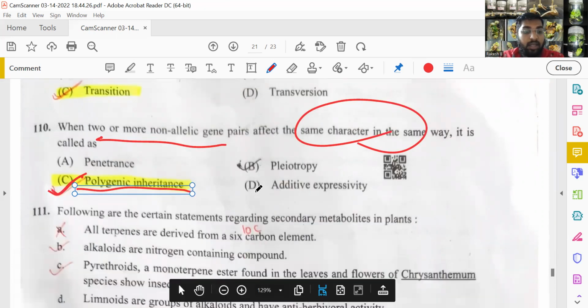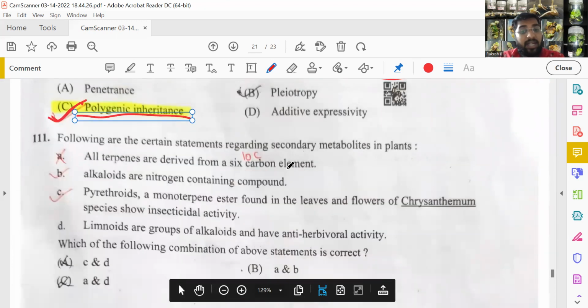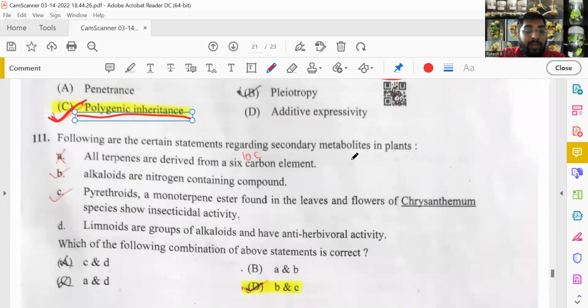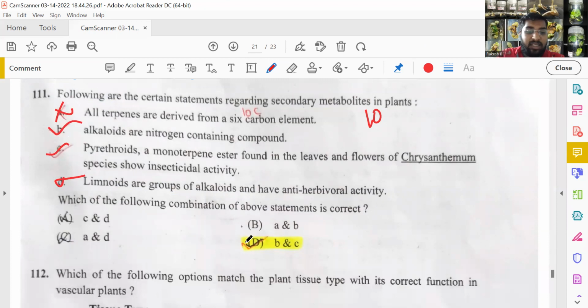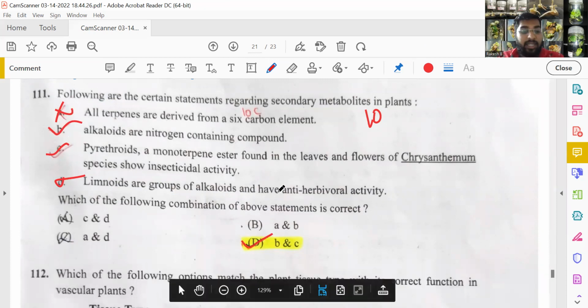Following are certain statements regarding the secondary metabolites in plants. All terpenes are derived from a 6 carbon element. No, they are derived from a 10 carbon chain. So this is a wrong statement. Alkaloids are nitrogen containing compounds. True, all the alkaloids are nitrogen containing compounds. Pyrethroids is an insecticidal compound that is extracted from chrysanthemum, so it shows insecticidal activities. Limonoids are a group of alkaloids. They have antiherbivore activity. This option is wrong. So the option where only B and C are present is correct. Option D.